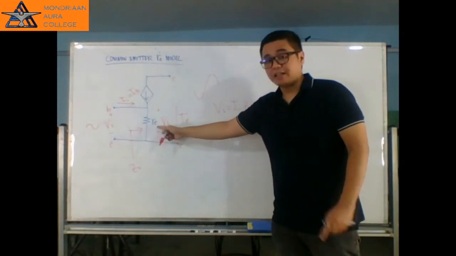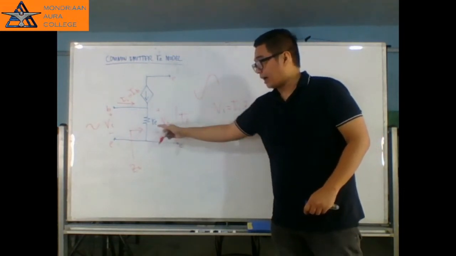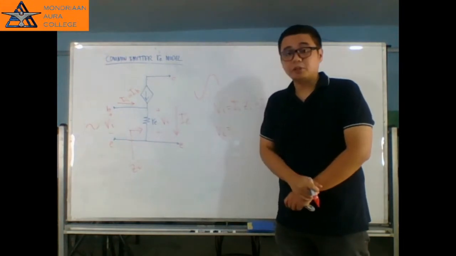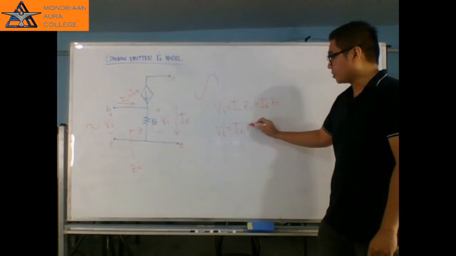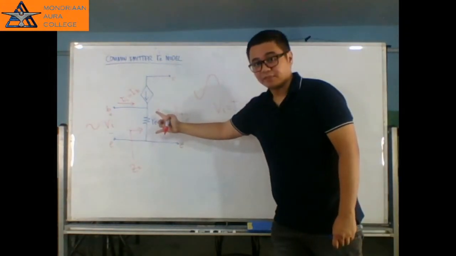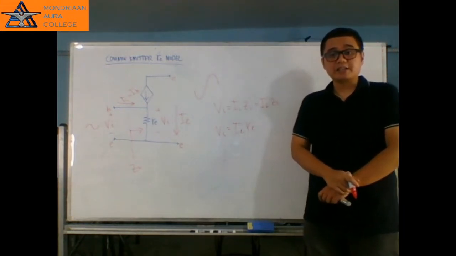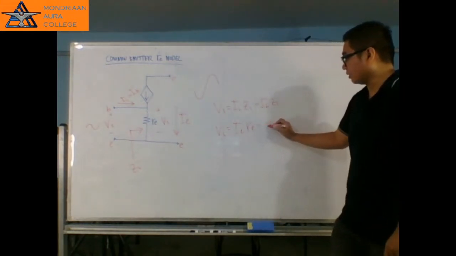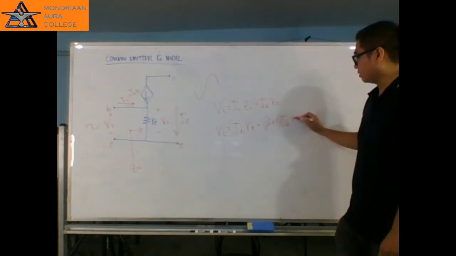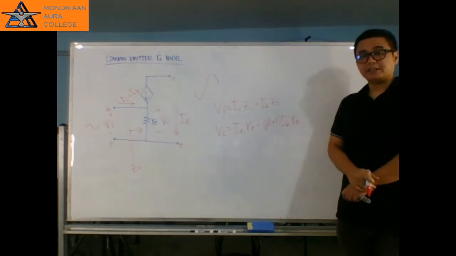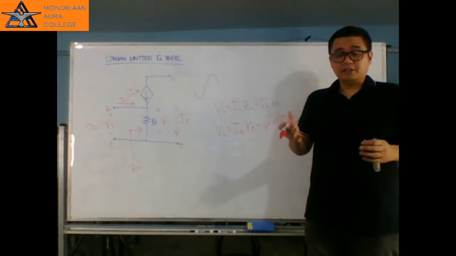Ang kuryenteng dumadaan kay R sub E is I sub E. Kaya kapag minultiply natin itong dalawang to, IR, makukuha natin yung voltahe ng V sub I. So we have I sub E times R sub E. Okay? And then, we can express I sub E in terms of I sub B. So, this is equal to beta plus 1 times I sub B times R sub E. Okay? Ang beta plus 1 actually can be approximated into beta na lang.